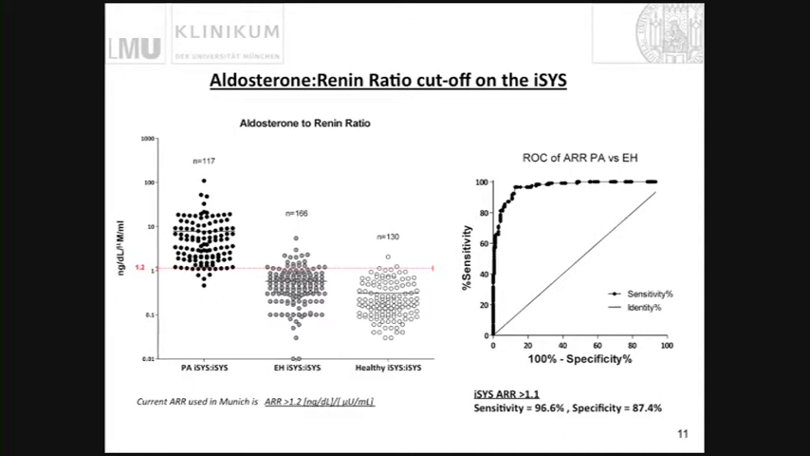So currently at this cutoff of 1.2, which I show here, which is what is used in Munich with the Siemens and Liaison renin, we get a sensitivity and specificity for this test of about 97 and 87%. In order to get the same sensitivity with the ISYS, we would have to use a ratio very similar to that currently used, but a little bit lower at 1.1. And I apologize, here it should be microunits per ml, so here's the ratio on the side.